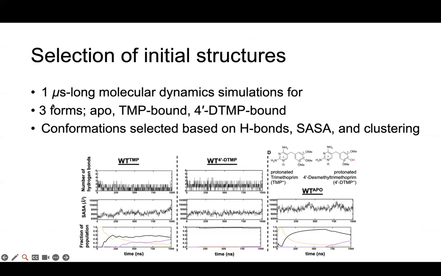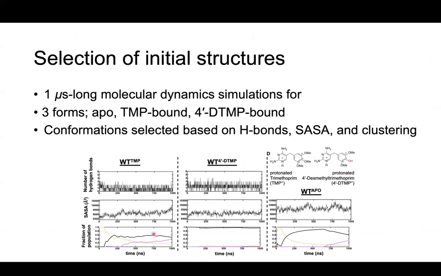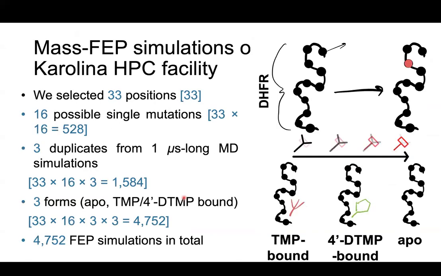So by assessing these results, we select the initial structures to calculate the FEP simulations. We perform mass FEP simulations on the Karolina HPC facility. It's the Czech Republic supercomputer. We applied via a EuroHPC project and got the computational time there.